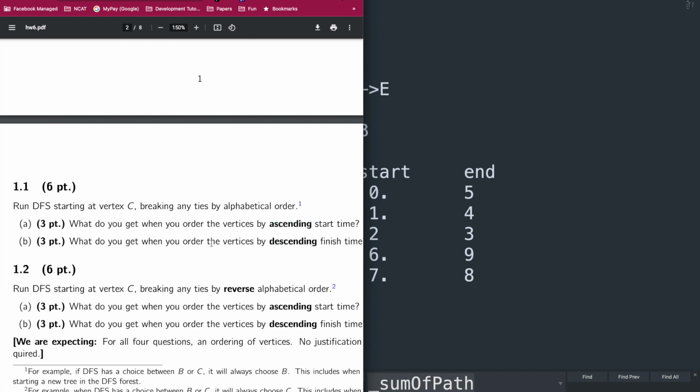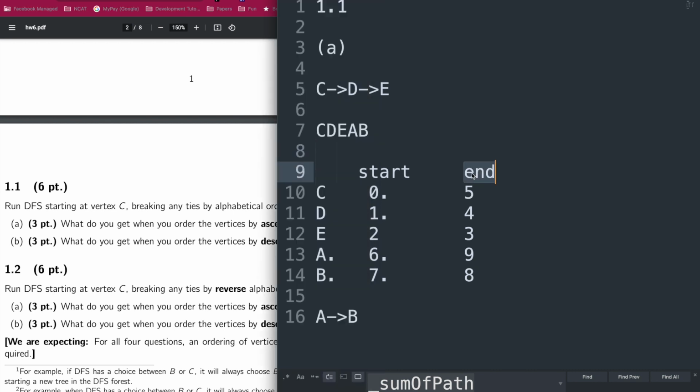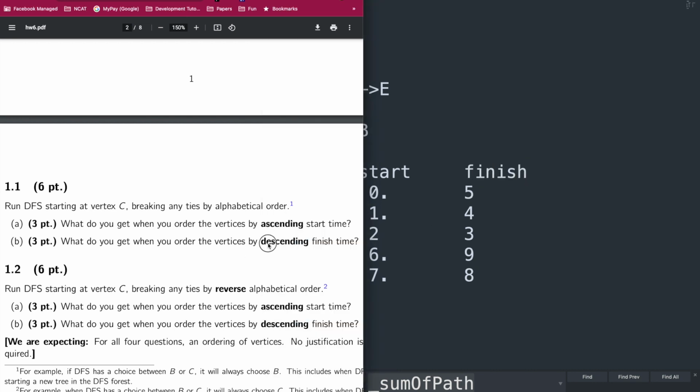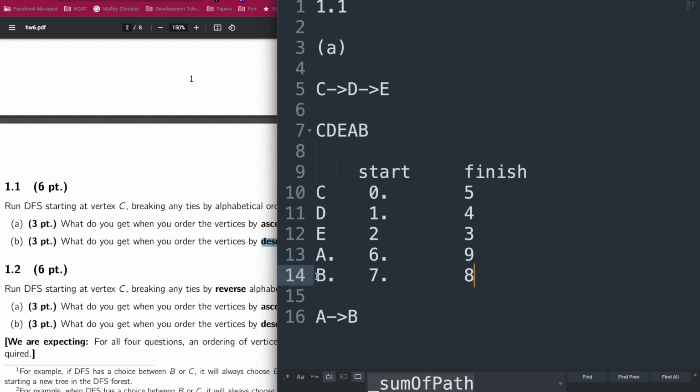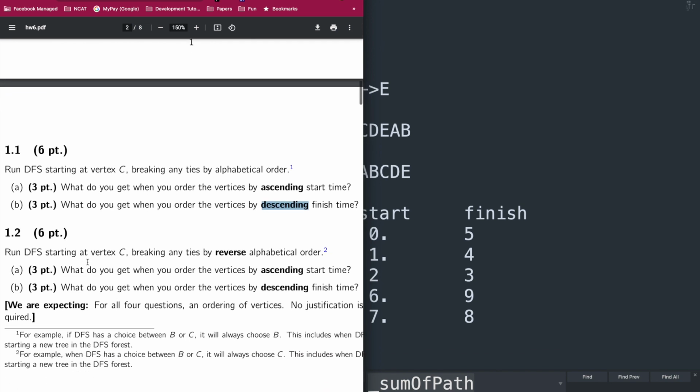Now, what do you get when you order the vertices in descending finish time? So now we're looking at the end time, the finish time, and we want to go descending. So we're going to start with the biggest one. Actually A first, because A has the biggest finish time. Then B. Then the next finish time is 5, so that's C, then D, then E. So you get A, B, C, D, E.